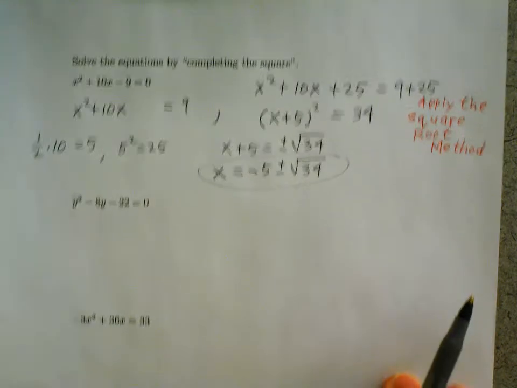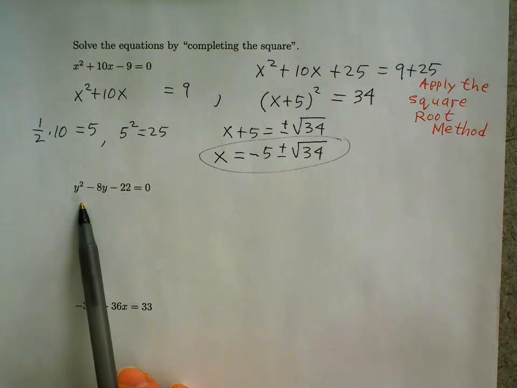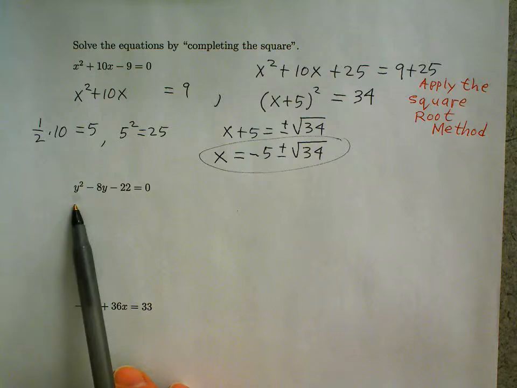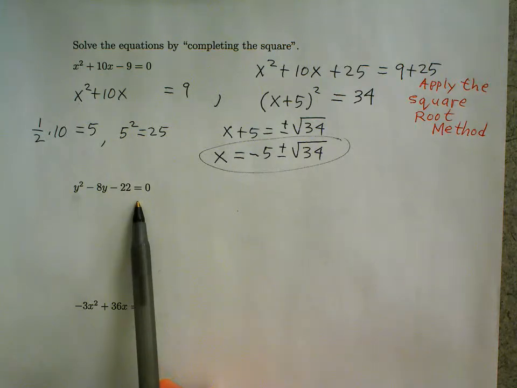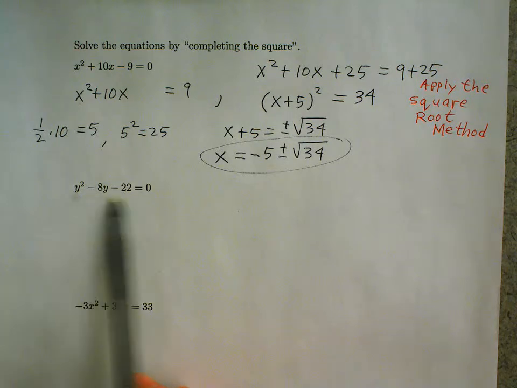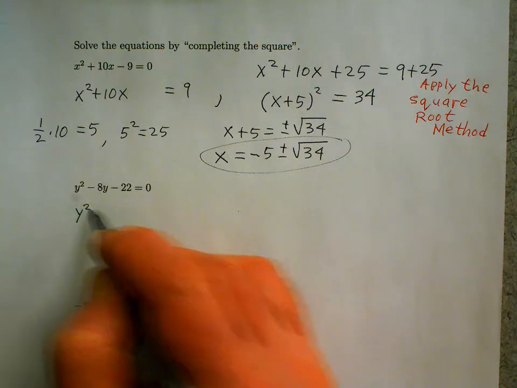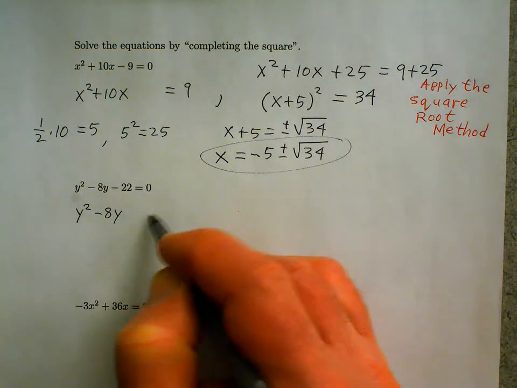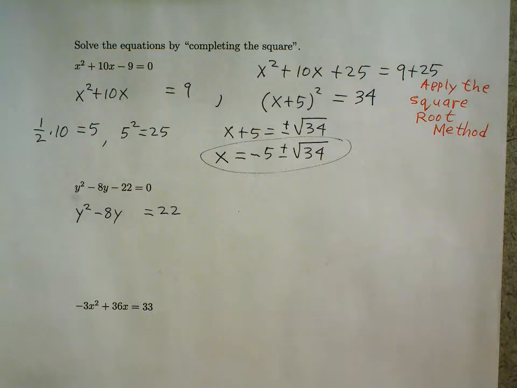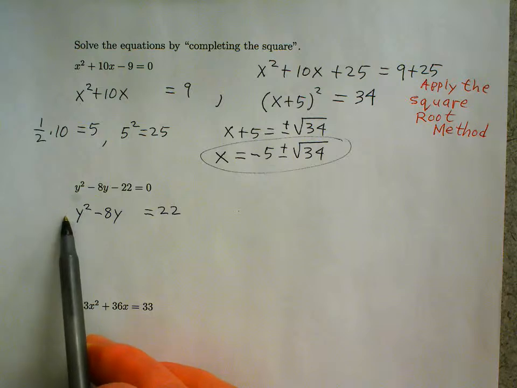Okay, the next example, solve this equation by completing the square. This is a quadratic equation in standard form. So step 1, add 22 to both sides. So we get y squared minus 8y equals 22. The coefficient of y squared is 1. So we proceed to the next step.